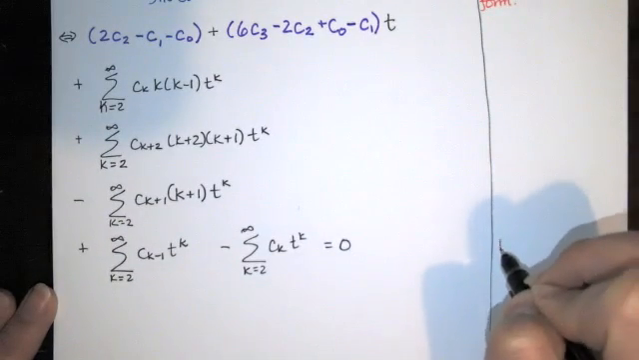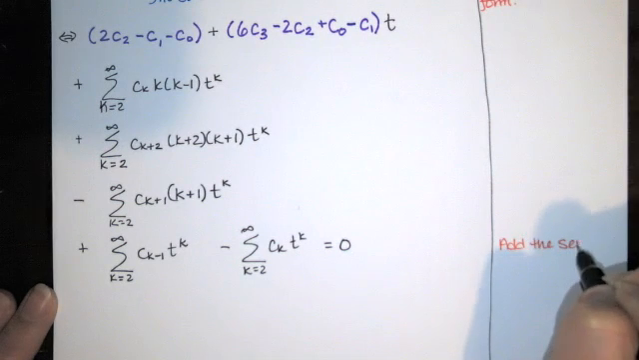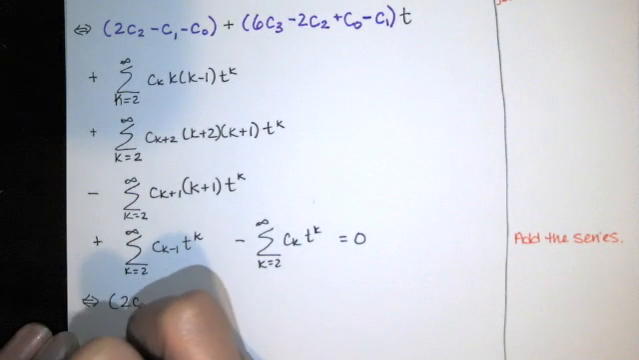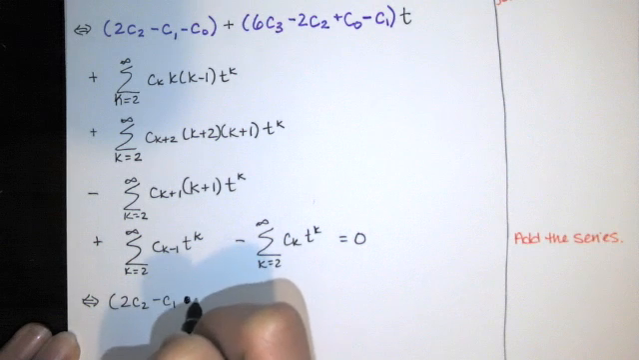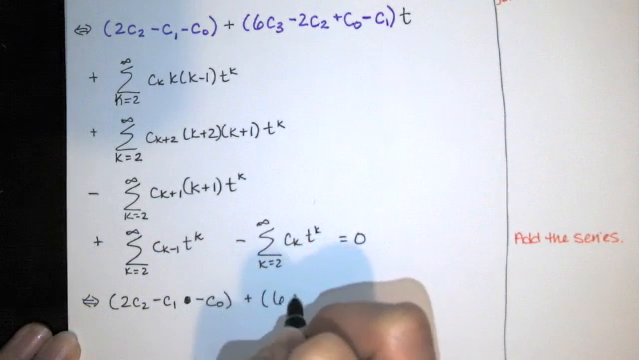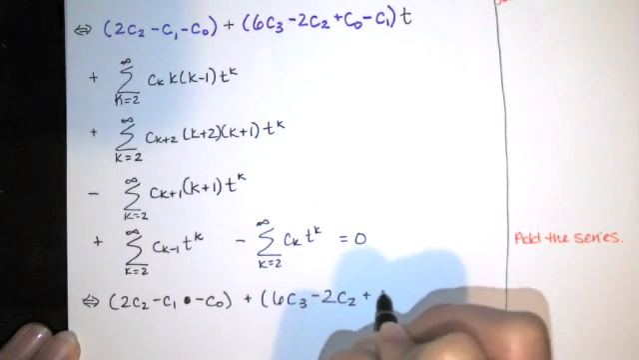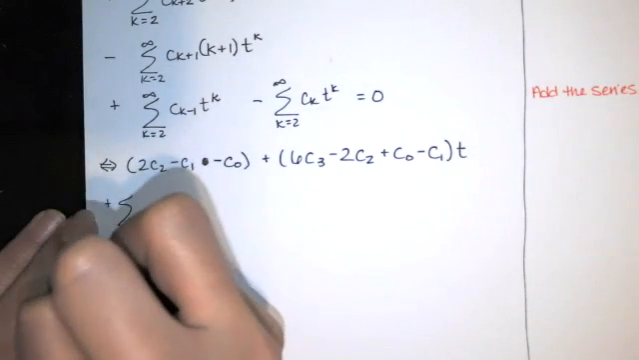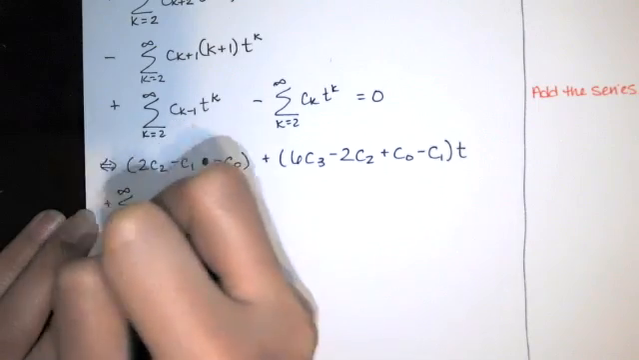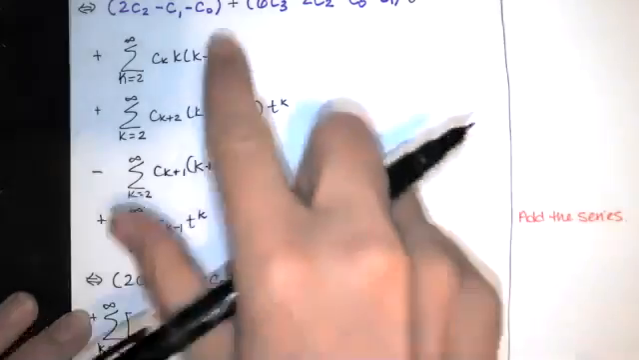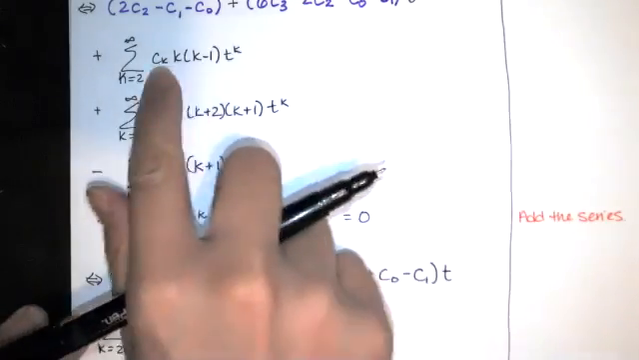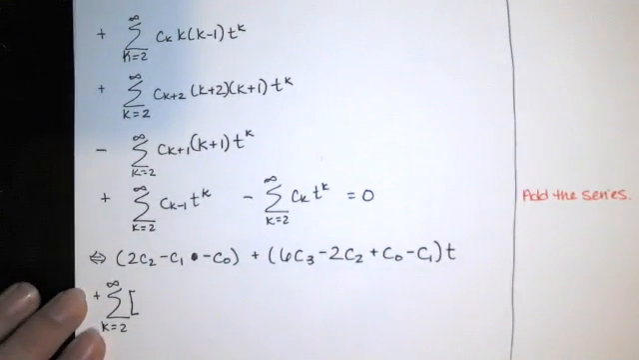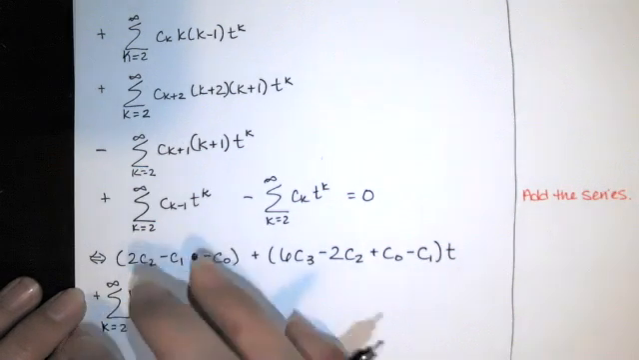So now we can collect like terms. We're going to add the series together. So I've got 2 times c sub 2 minus c sub 1, minus c sub 0, plus 6c sub 3 minus 2c sub 2 plus c sub 0 minus c sub 1 times t. And then we're adding all those series together. So I'll just start with k equals 2 and go to infinity. And basically what I'm going to do here is factor out a t to the k. So I'm going to write this, and this, minus this, plus this, minus that. And wherever I have an opportunity, I will collect like terms as well.